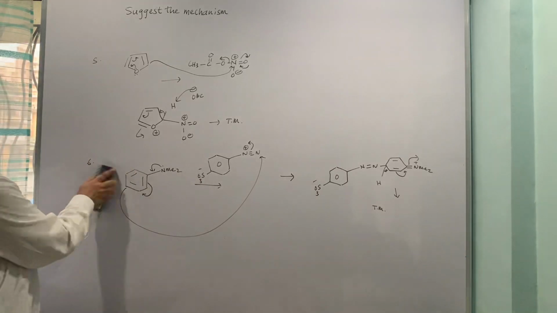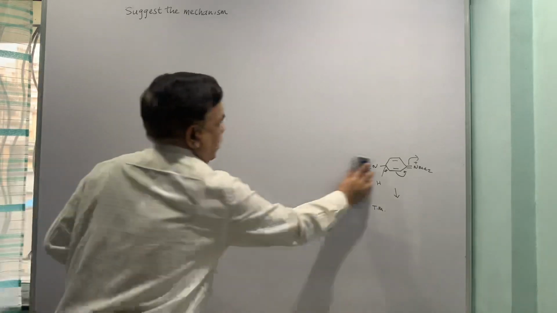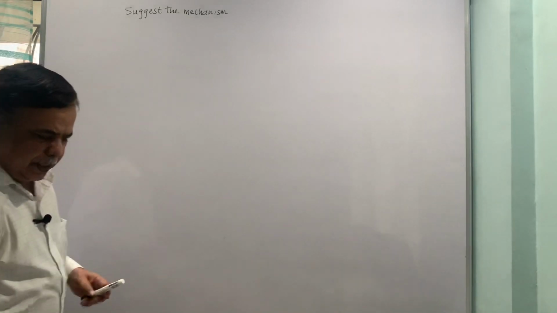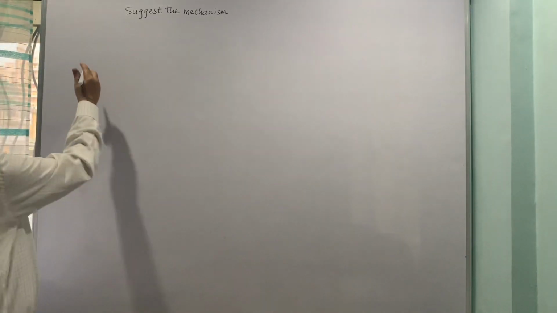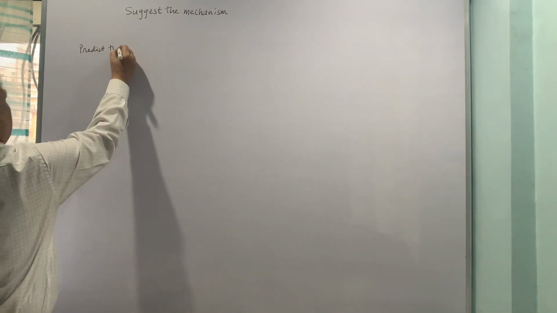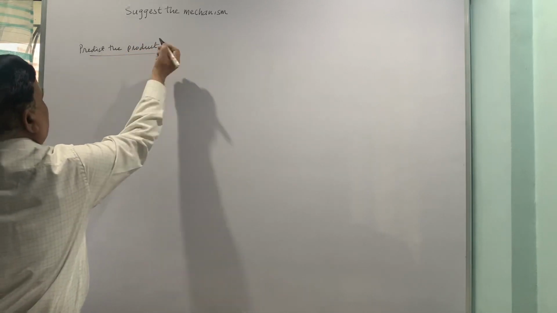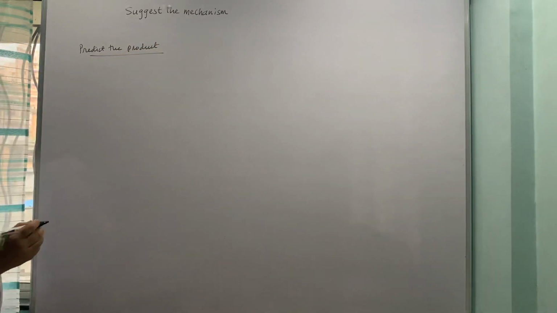Okay, now moving on to the next question, that is, predict the product and suggest the mechanism. So here you have to predict the product, and suggest the mechanism is already there.